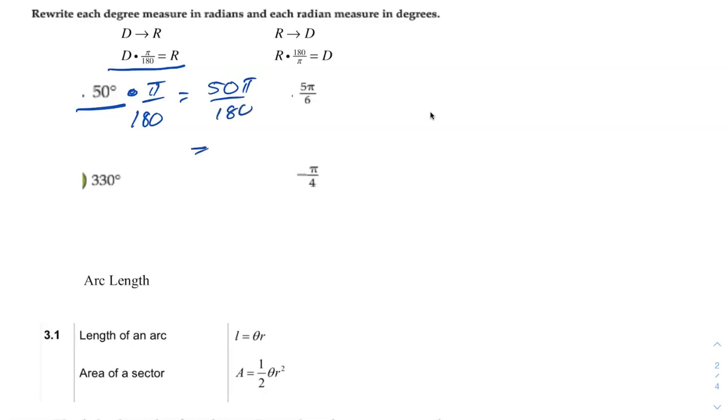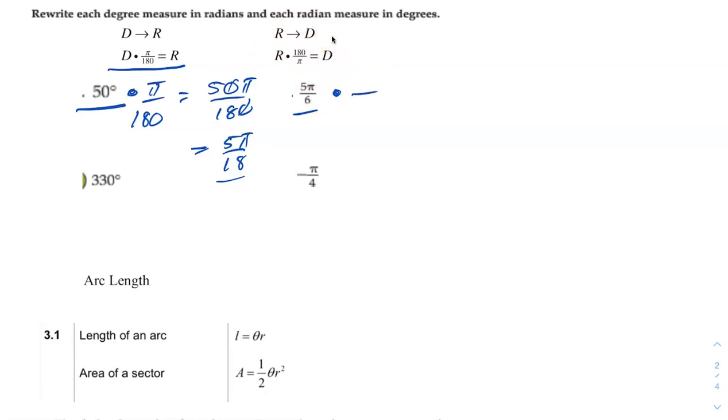Or if you want to reduce, 5 pi over 18. So that's 50 degrees in radians. 5 pi over 6, same idea. Actually, it's the opposite idea. That's in radians, so I want to go to degrees. So I go this way, use this formula.